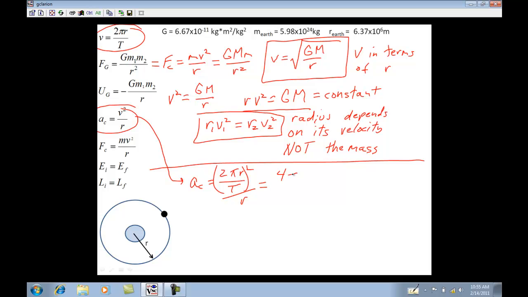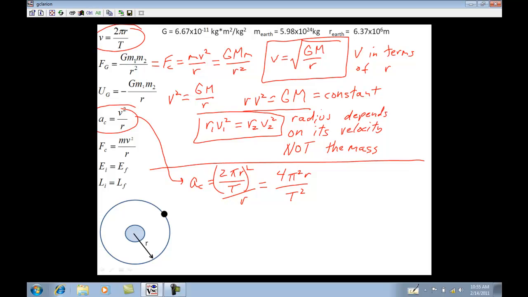Okay? And I get 4 pi squared r over t squared. So double check my math there. Okay, so that's another way of writing out the centripetal acceleration. Again, this is for the object going around in the circle. All right, so all things that you need to be able to know. Now, this is in case you want the centripetal acceleration in terms of the period as well.